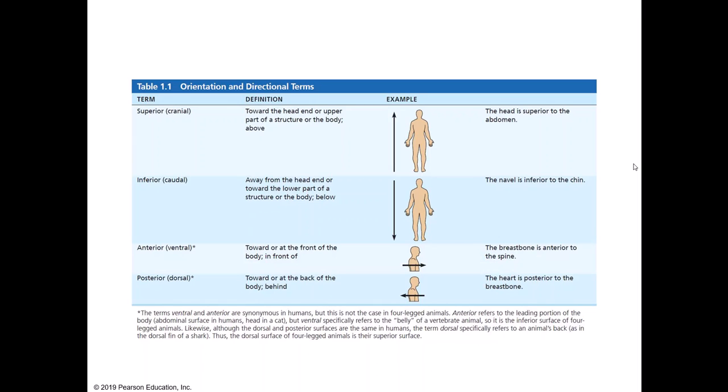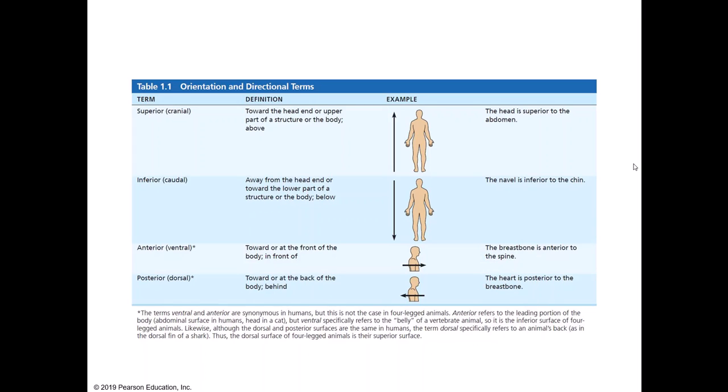Sometimes we'll substitute cranial for superior and caudal for inferior, but essentially we're talking about above and below. Towards the head, cranial, towards the tail, caudal. So think of the head and the abdomen, right? So the head is superior to the abdomen. That makes the abdomen inferior to the head. If we look at the belly button, like in the navel area, right? The navel is inferior to the chin, so the chin would then be superior to the navel. Again, if you know one relationship, you can infer the other.